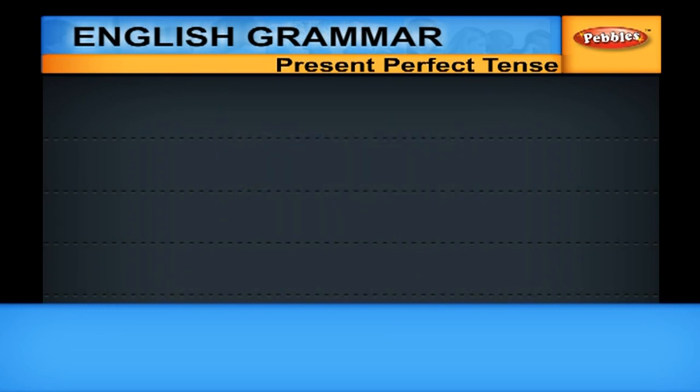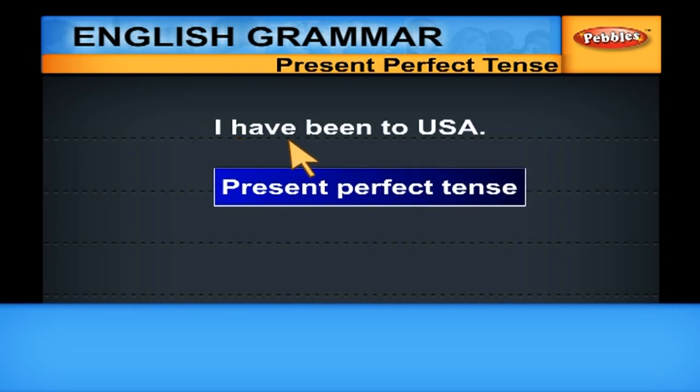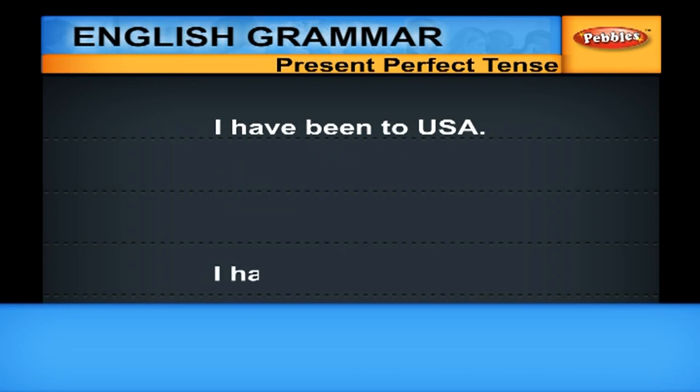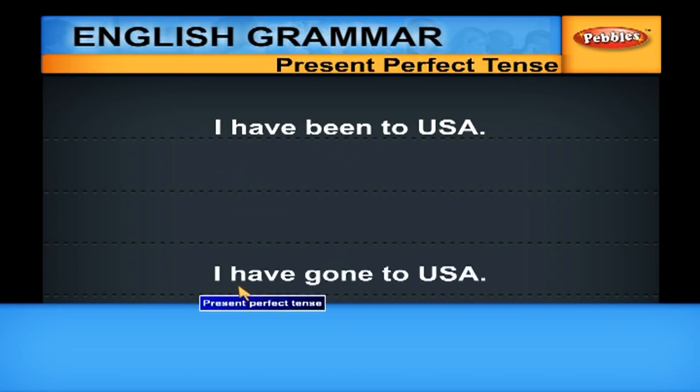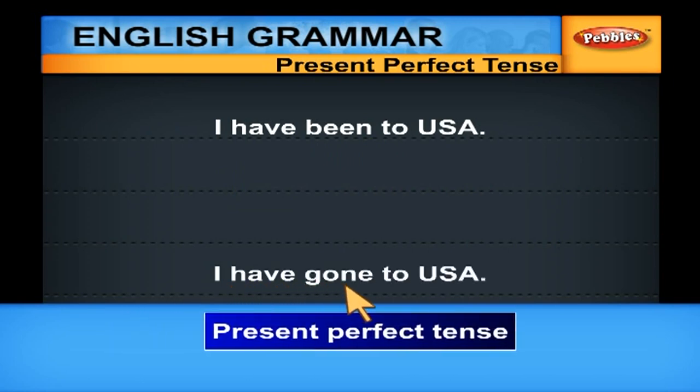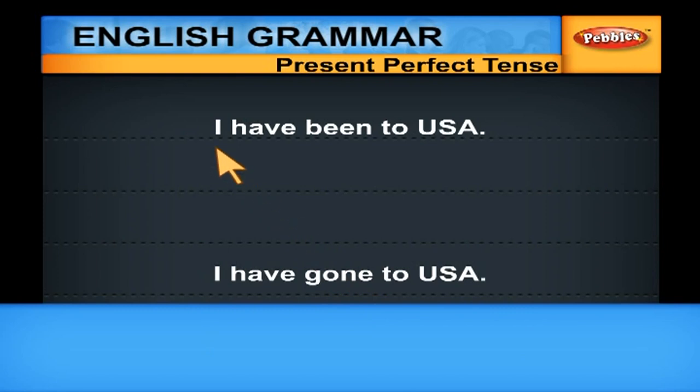What is the difference between these two constructions? I have been to USA. It is present perfect tense. I have gone to USA. It is in present perfect tense. In the first one, when I say I have been to USA, it means that I went to USA at some point of time in the past. It doesn't mean that I am in USA now.